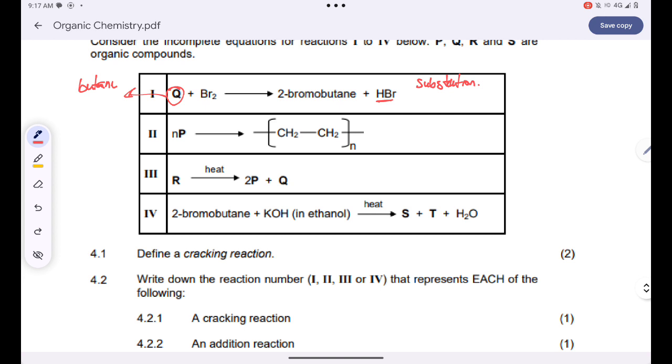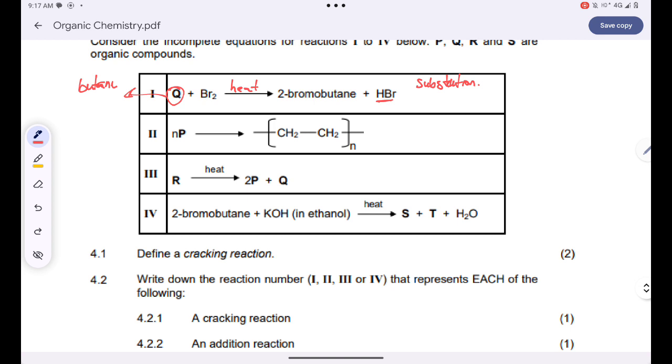Since we are reacting butane with bromine water, nothing will occur in the absence of heat. Are you together? Why is that? Because alkanes are saturated hydrocarbons. They wouldn't just react spontaneously. For them to react, you must have heat. Are you together? It can be heat or sunlight, or you can write ultraviolet rays.